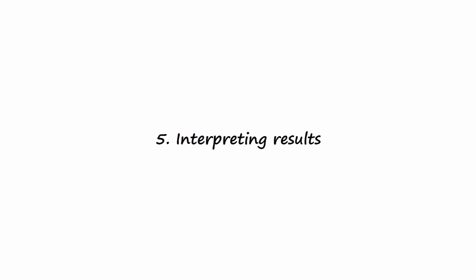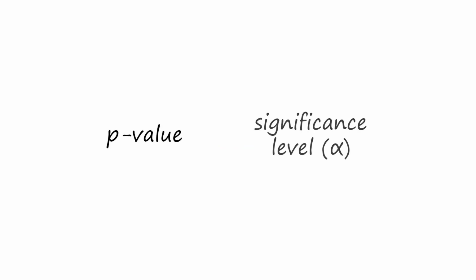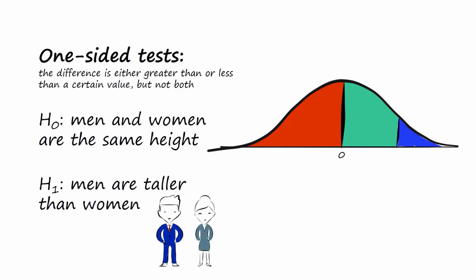Section 5. Interpreting results. To interpret the results, simply compare the p-value to your significance level. If the p-value is less than the significance level, you know that the test statistic fell into a critical region. Using our height example, let's look at how we could interpret a one-sided test. Let's quickly review the regions on the probability distribution.